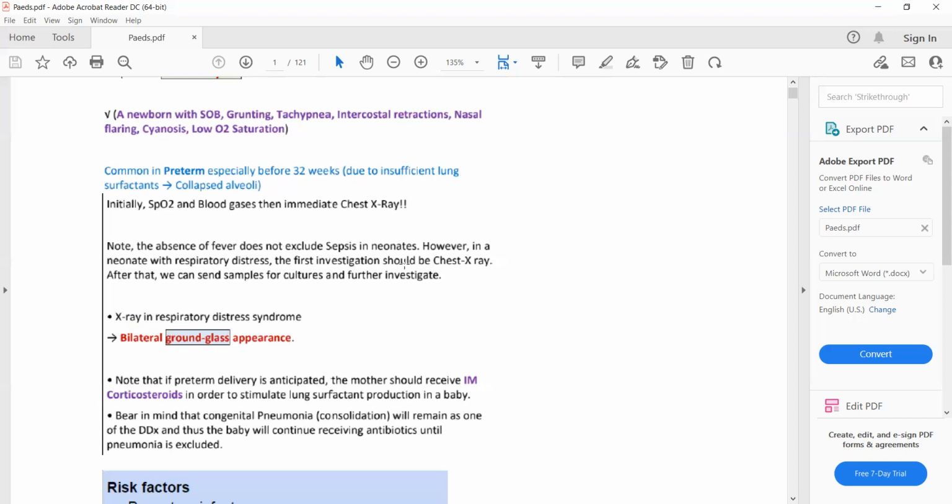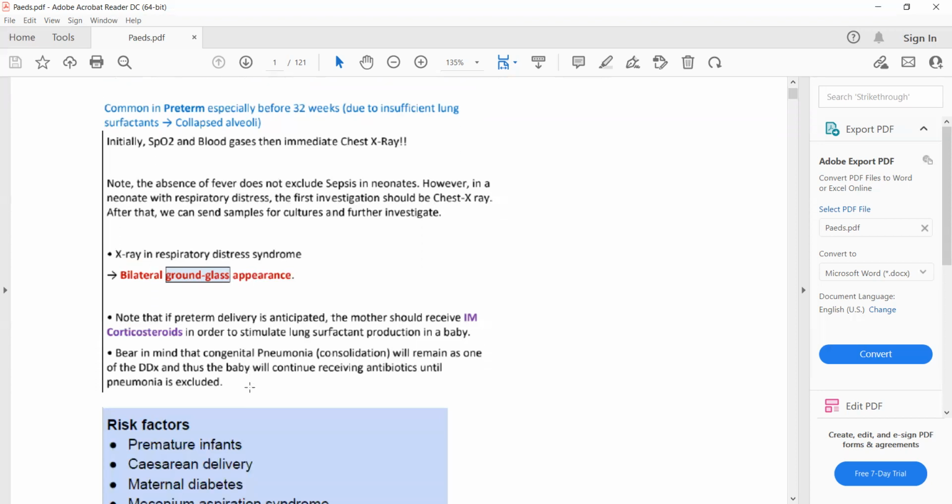X-ray is done in all the cases to rule out the other causes, because as we have seen, in respiratory distress syndrome there will be bilateral ground glass appearance, while in transient tachypnea of the newborn there will be fluid in the horizontal fissure. While in congenital pneumonia, because pneumonia is consolidation, a patchy consolidation will be seen. That's why after SpO2 and blood gases, immediate chest X-ray should be done.